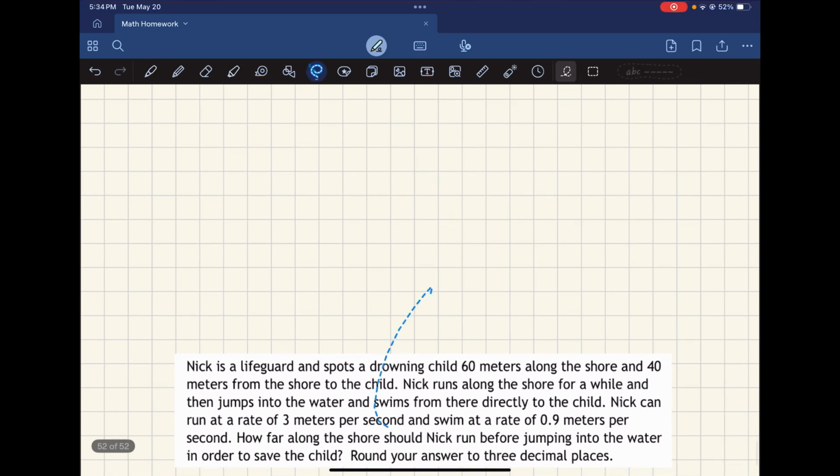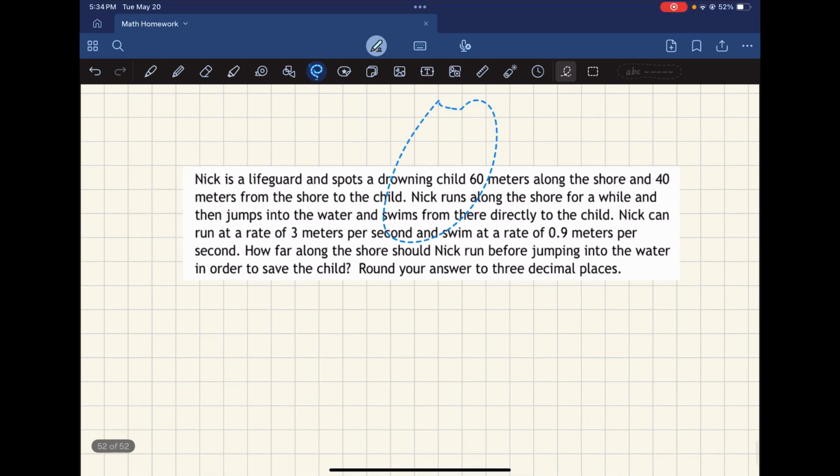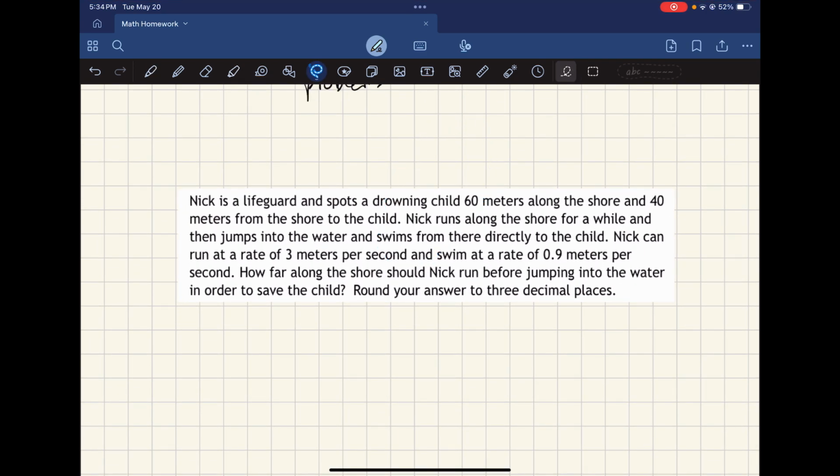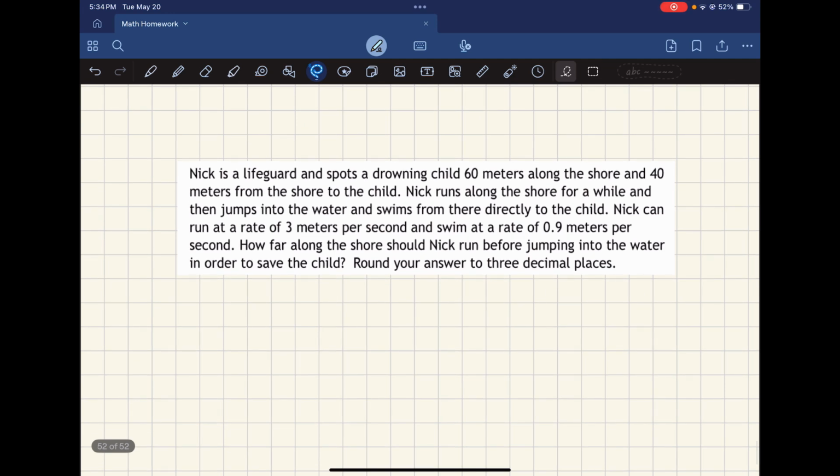So for the first problem I have here, Nick is a lifeguard and spots a drowning child 60 meters along the shore and 40 meters from the shore to the child. Nick runs along the shore for a while and then jumps in the water and swims directly to the child. Nick can run at a rate of 3 meters per second and swim at a rate of 0.9 meters per second. How far along the shore should Nick run before jumping into the water in order to save the child?